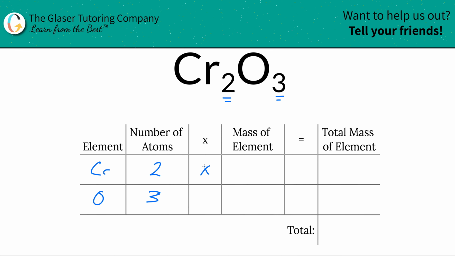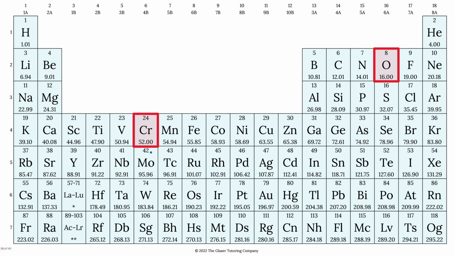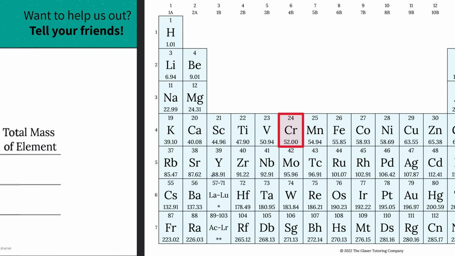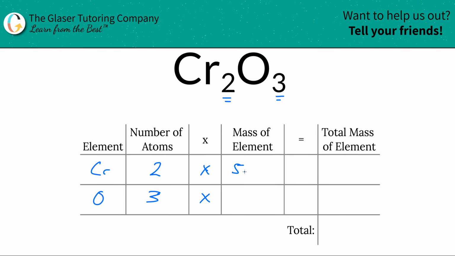Next, we're going to take those number of atoms and then multiply it by the mass of each particular element, which is found on the periodic table. So let's take a look. Chromium's mass is 52, oxygen is going to be 16, and those masses can be in grams per mole or AMU depending upon if you're finding molar mass or molecular mass. We're just going to write down the magnitudes because, quite honestly, that's all that we care about. So 52, right, for chromium, and oxygen is going to be 16.